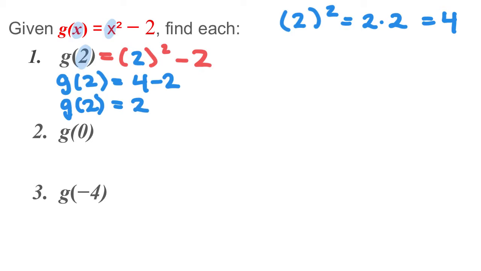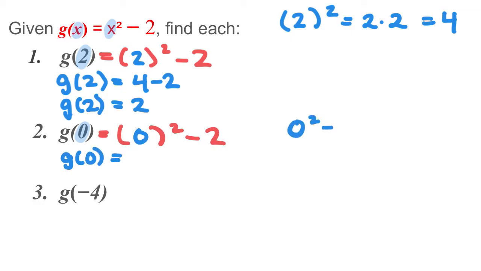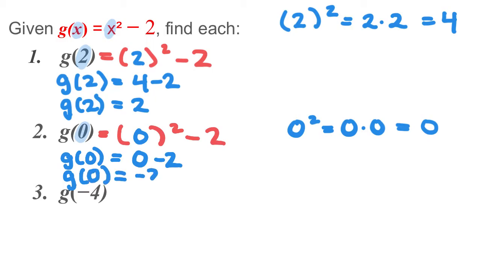For the next one, I'm still using that original example, but now I'm substituting the value of 0. If I rewrite my original from up above, it's the number squared minus 2, and I'm filling in this 0. So it becomes g of 0 equals, we know 0 squared is 0 times 0, which is 0. So it's 0 minus 2, which gives us that g of 0 equals negative 2.